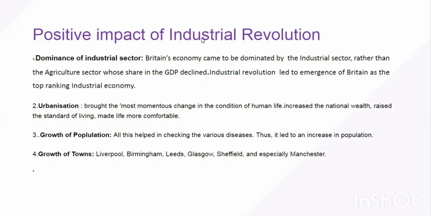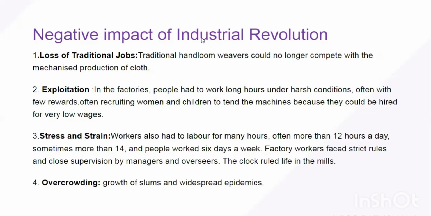Then we see the emergence of important industrial towns which became the hubs of industrialization in England, like Liverpool, Birmingham, Leeds, Glasgow, Sheffield, and especially Manchester. Manchester became the cotton textile hub of Britain, and today Ahmedabad in India is referred to as the Indian Manchester. All these are the positive aspects of the industrial revolution: dominance of the industrial sector, urbanization, then growth of population and growth of towns. Now let us try to understand what the negative aspects of this industrial revolution are.